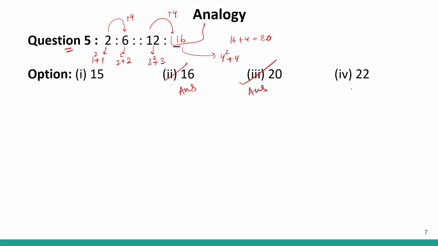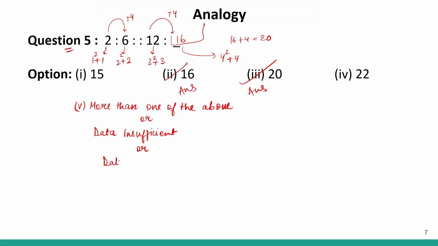Or if such a situation arises where you can have more than 1 logic, where you can have more than 1 answer, in that case, there will be a 5th option that will say more than one of the above. It could say this, or it could say data insufficient, or it could also say data inadequate. Correct? So either of these options you can get.